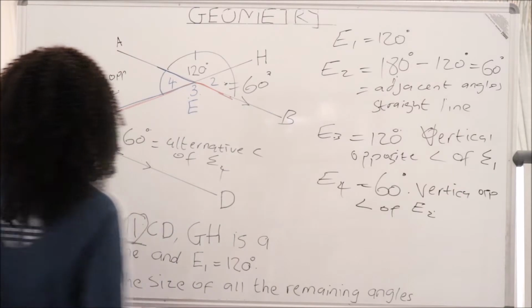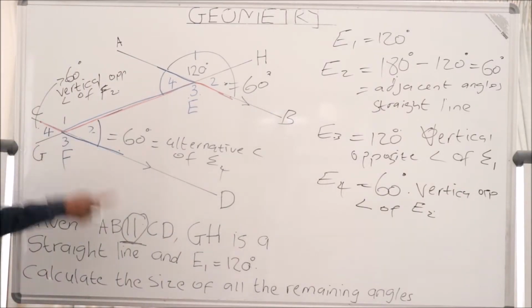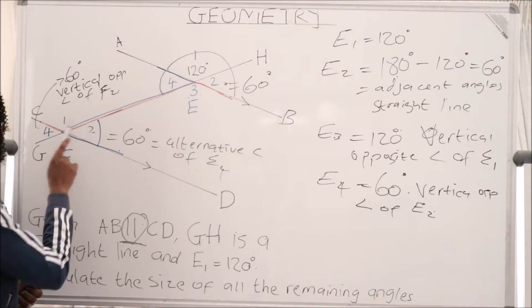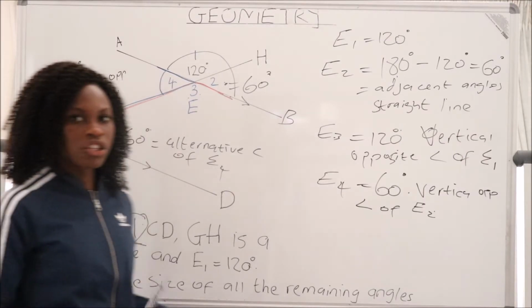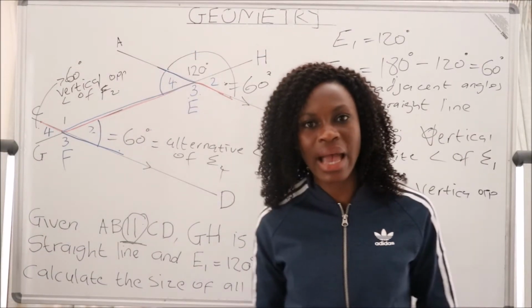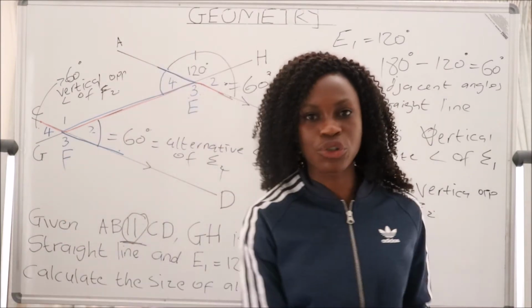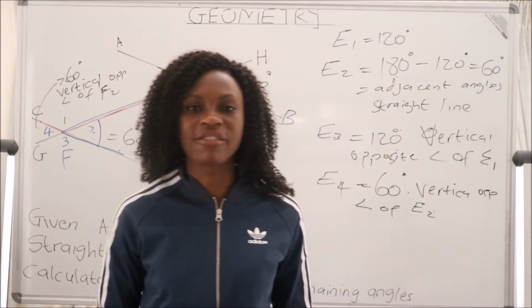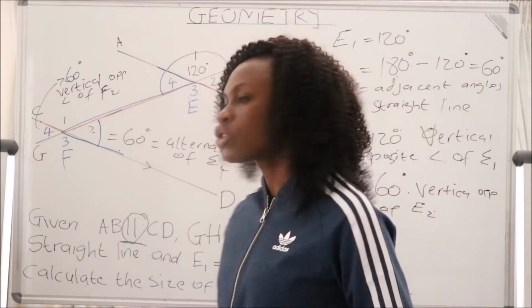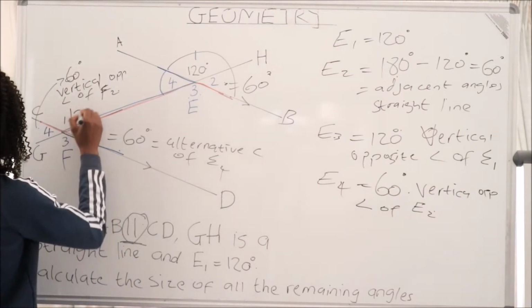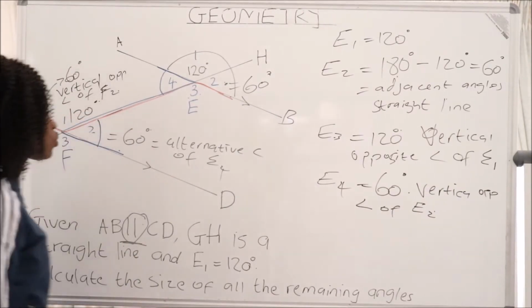So moving on, now that we know that F4 here is equal to 60 degrees, to find the value of F1 and F3, what we can do is say that F4 and F1 are in a straight line. The same way, F1 and F2 are also in a straight line. So we just subtract either F4 or F2 from 180, and that will give us the value of F1. So 180 minus 60 degrees gives us 120 degrees. So here we know that this is 120 degrees.